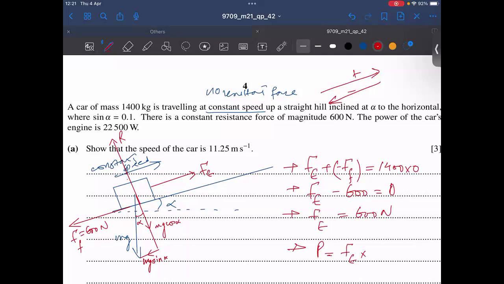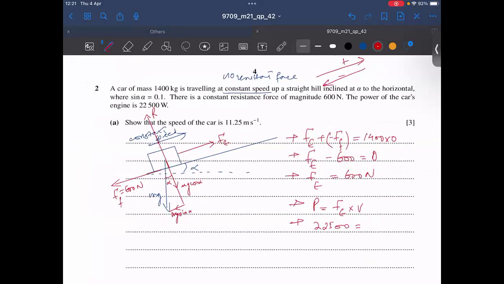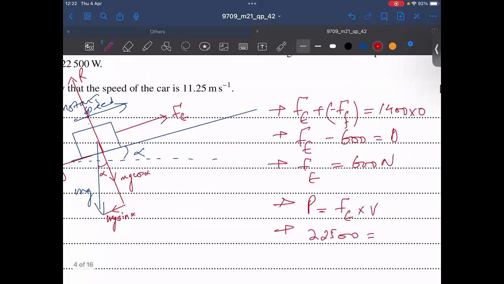All right, that is average velocity. So that's how you calculate power. We have been given power that is 22,500 equals to 600. No, we have another force as well. Sorry, my mistake. I just forgot one force over here.